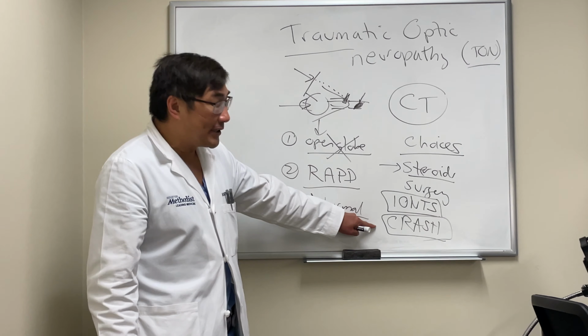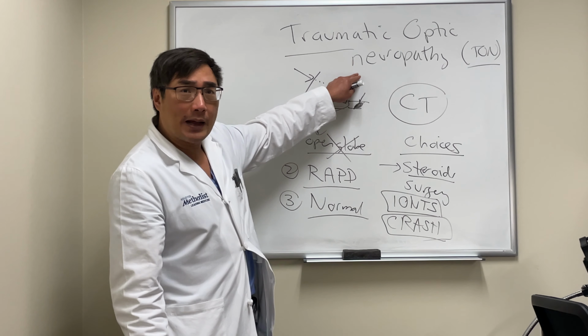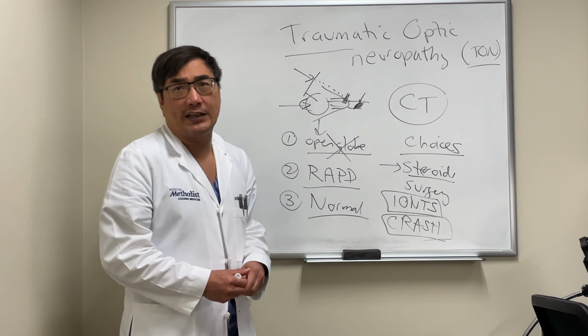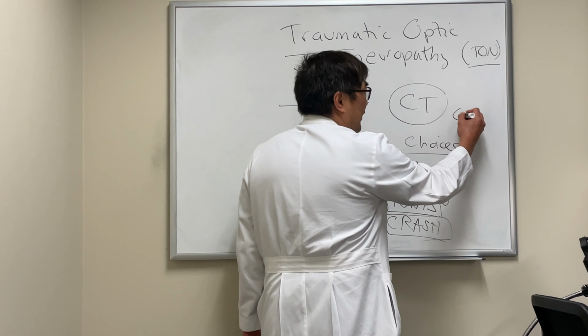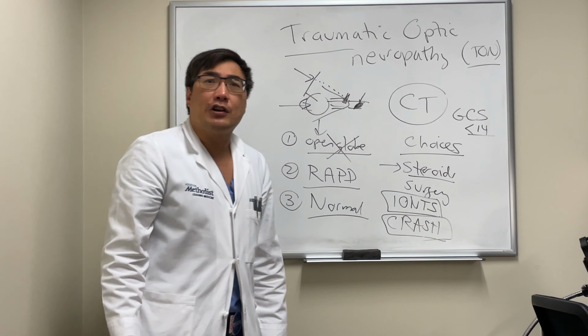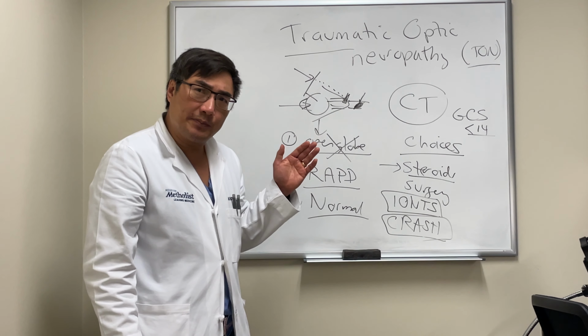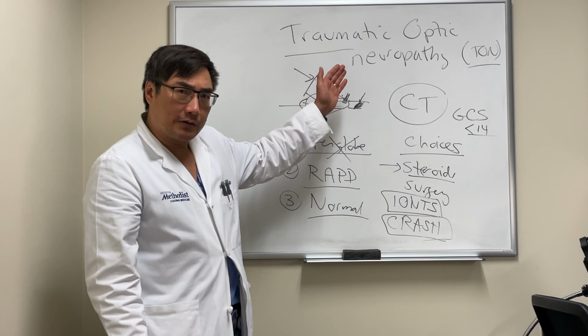And so therefore, based on the CRASH study, you should be careful about giving steroids to patients who have traumatic optic neuropathy if they've had a significant head injury. In the CRASH study, that was defined as a Glasgow Coma Scale of 14. So if we have 14 or less on the Glasgow Coma Scale, you should really be thinking twice before giving steroids to a traumatic optic neuropathy.